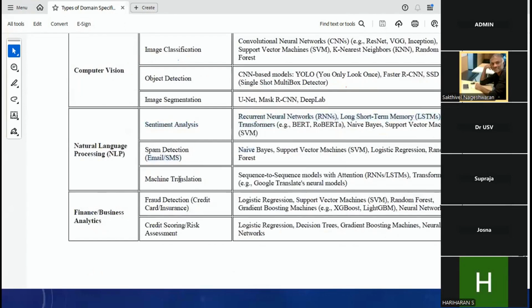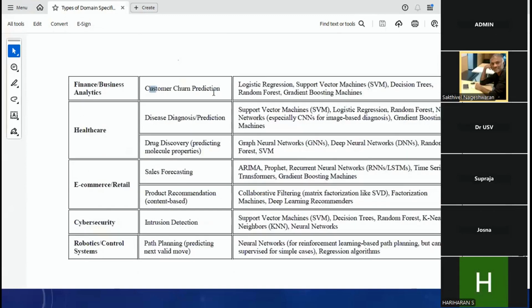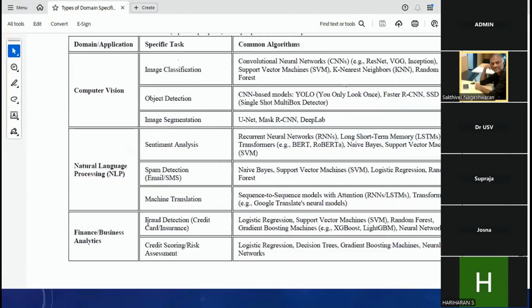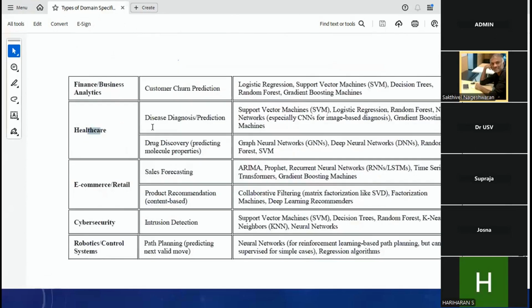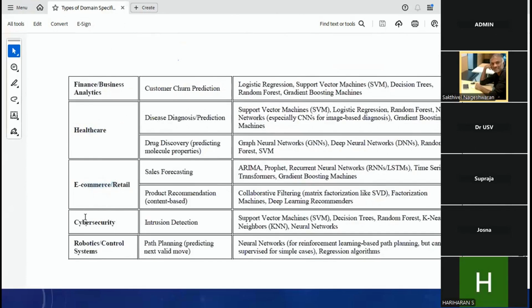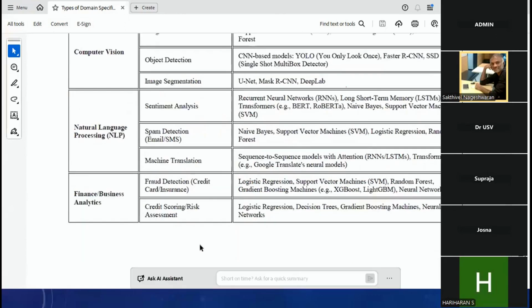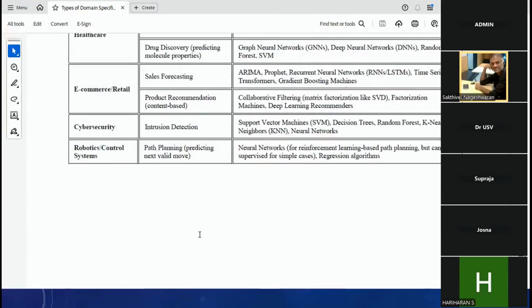And you can see natural language processing: sentiment analysis, spam detection, or machine translation. For finance, you can see customer prediction, fraud detection, credit score, and risk management. In healthcare, it is disease diagnostics or prediction. For e-commerce, you can go for sales forecasting, for cybersecurity, intrusion detection, and for robotics, path planning or prediction. So these are coming under the supervised algorithm, right?